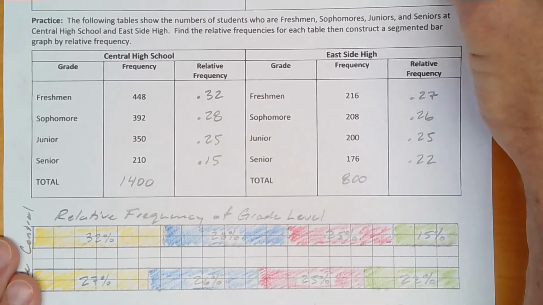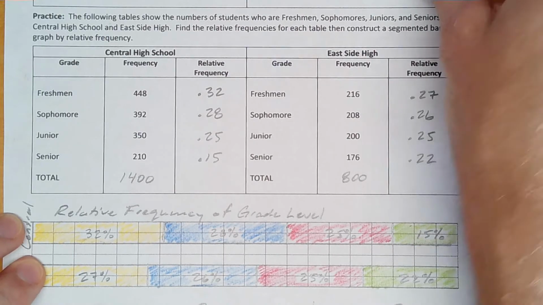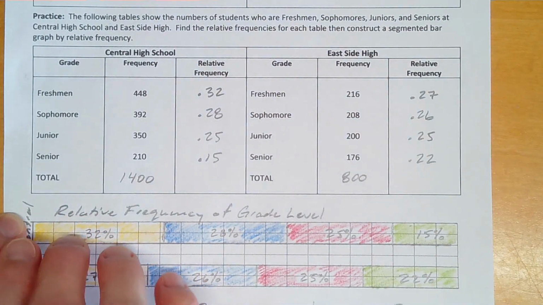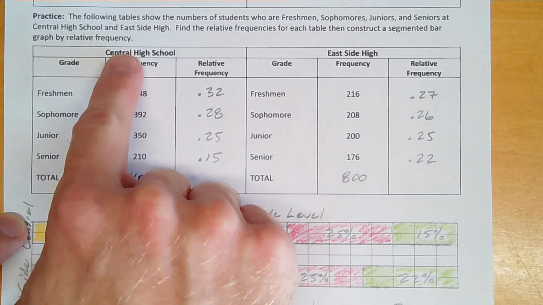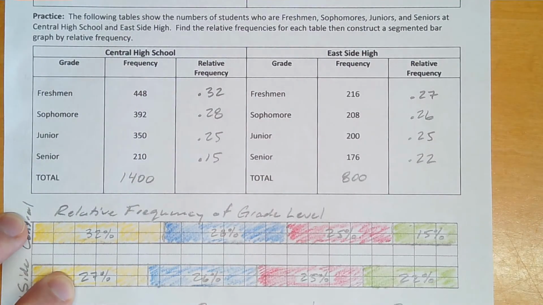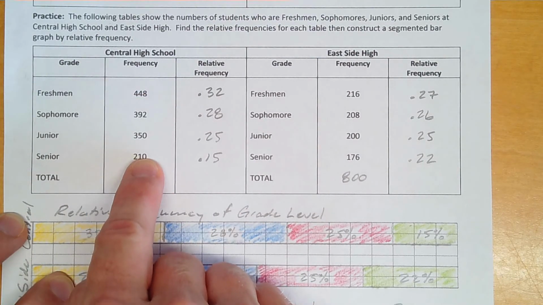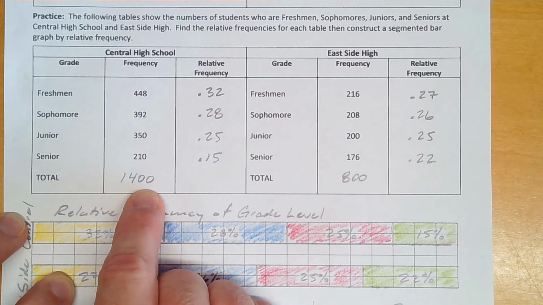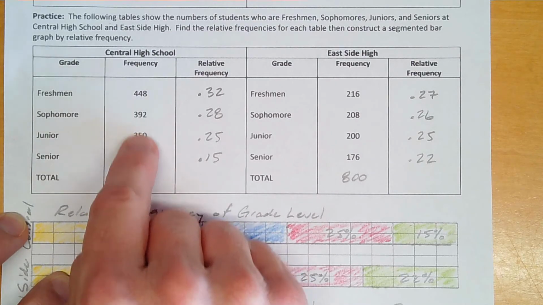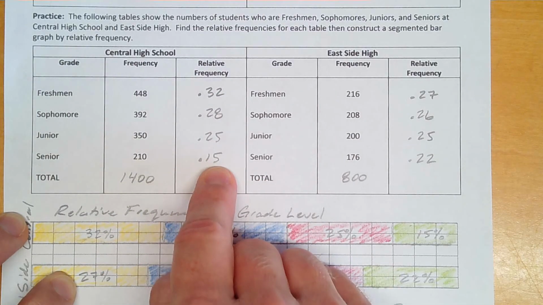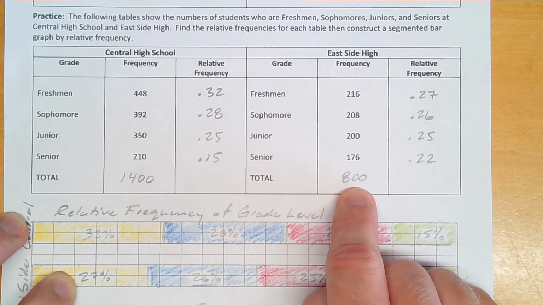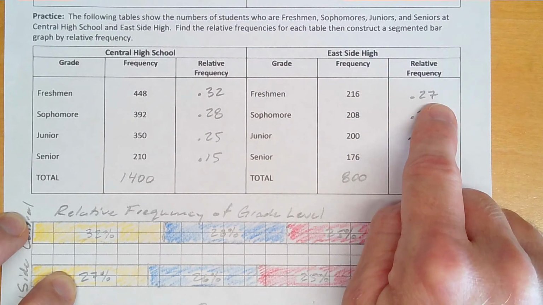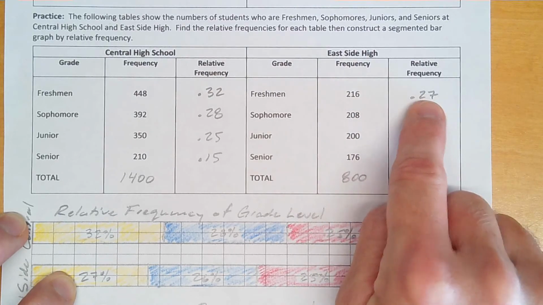All right, so next, I would have you do this on your own if we were in class, but we're not, unfortunately. So this is a relative frequency table. It shows the frequency of students at two high schools, Central High School and Eastside High School. So I have the frequencies. I added these numbers and I found the total. And then I use that method that we saw in the first video where I divide each of these numbers by 1400 to get the relative frequencies. And I did the same thing for Eastside High School, so where we had 800 students. So to get this 0.27, for example, I did 216 divided by 800.